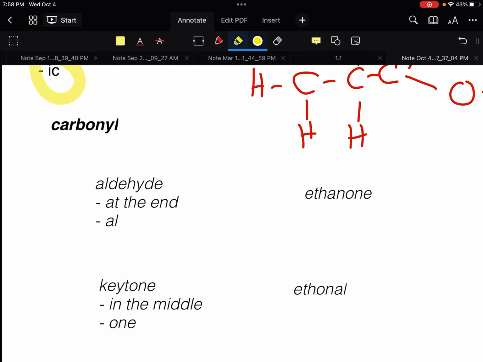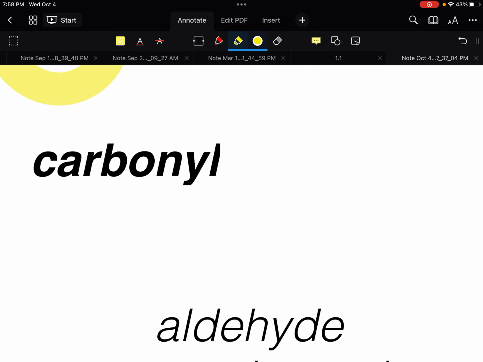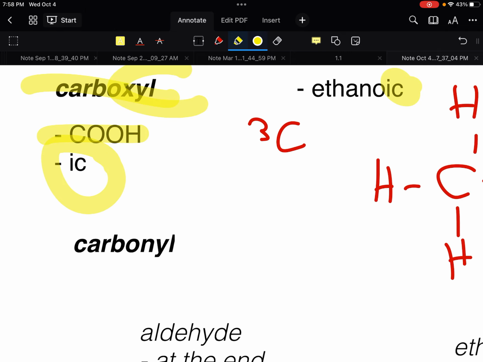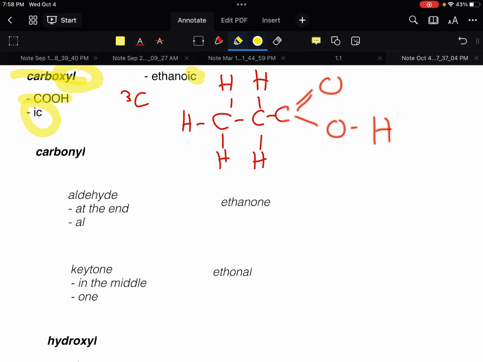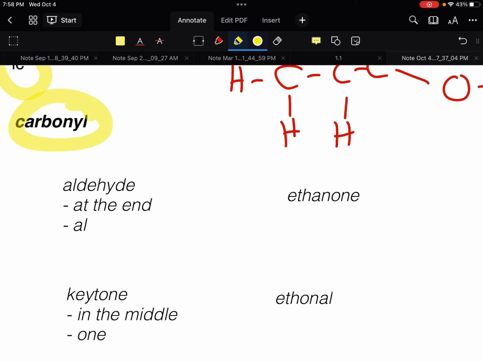Okay, let's head into carbonyl. So carbonyl, C-A-R-B-O-N-Y-L, is like carboxyl but with an N instead of an XYL. Carbonyl, as I said earlier, has 2 groups. It has aldehydes and it has ketones. Let's go over aldehydes first.